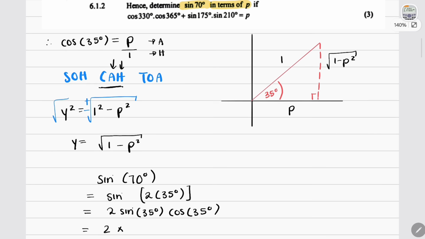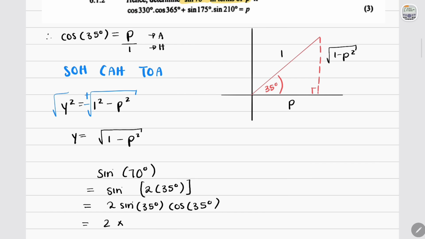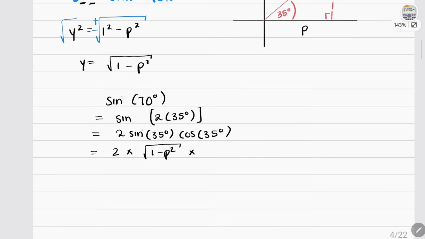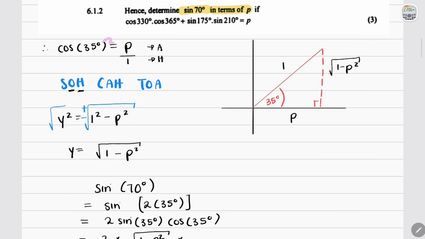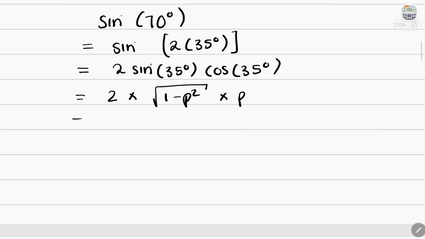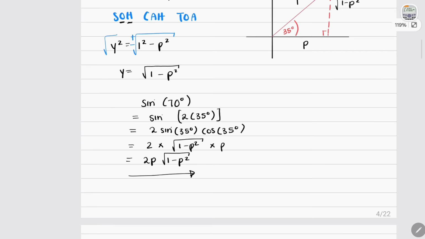So we look at our diagram. How do we find sine? Using SOHCAHTOA, sine is the opposite side over the hypotenuse. So let's take opposite over hypotenuse. It's just going to be this over 1, which simplifies to the square root of 1 minus p squared, because over 1 stays the same. Then multiply by cos 35 degrees, which we already have. Cos 35 degrees is p, so just rewrite it as p. Then simplify: 2 times p gives you 2p, and then the square root of 1 minus p squared. And that is our answer.